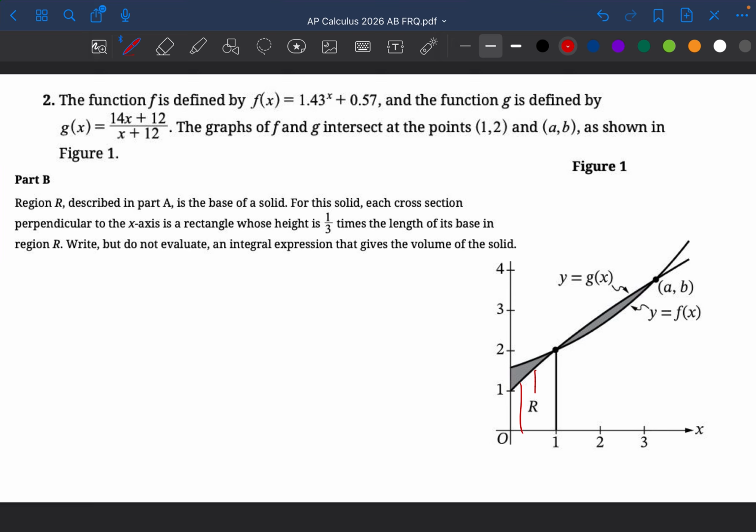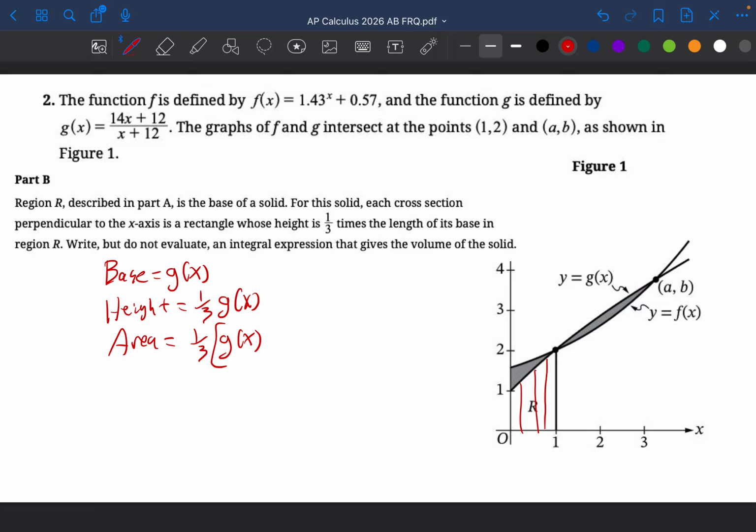So we have cross-sections running this way. Those are our bases. So our base is equal to g of x. Our height is 1/3 of that, is 1/3 g of x. And so the area is equal to 1/3 g of x, but that is going to be squared.